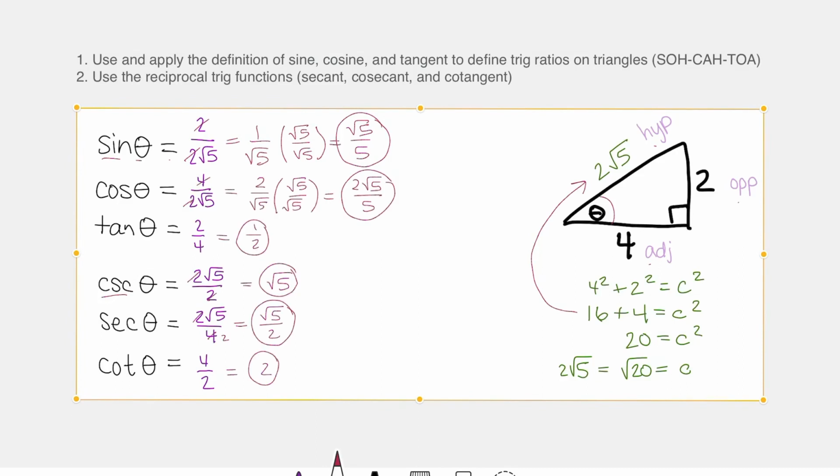And so I finished rationalizing all of those and simplifying where I needed to, and I have applied the definition of sine, cosine, and tangent to define the trig ratios from that right triangle.